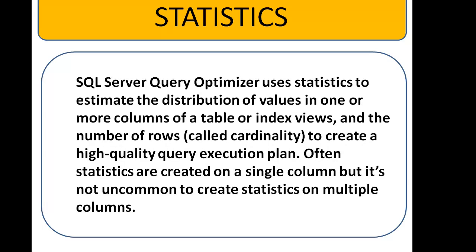SQL Server Query Optimizer uses statistics to estimate the distribution of values in one or more columns of a table or indexed views, and the number of rows, to create a high quality query execution plan. Often statistics are created on a single column, but it's not uncommon to create statistics on multiple columns. So statistics are used to create a high quality query execution plan based on one or more columns of a table or indexed views.